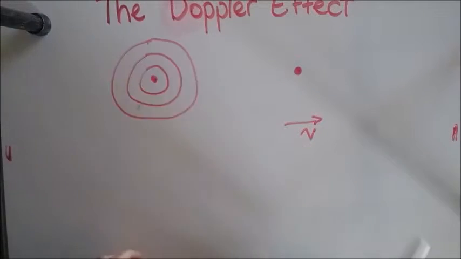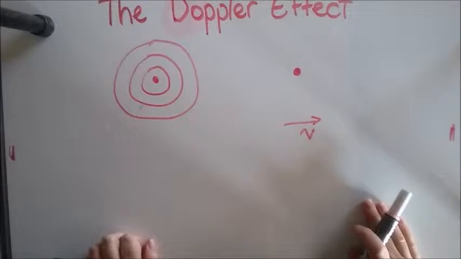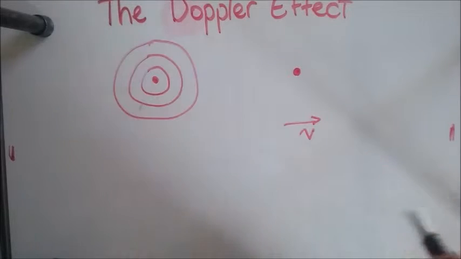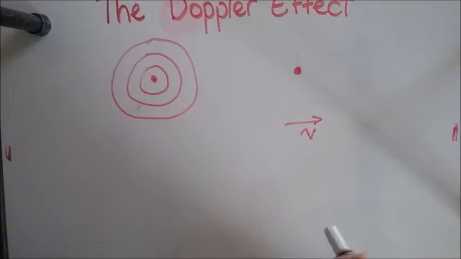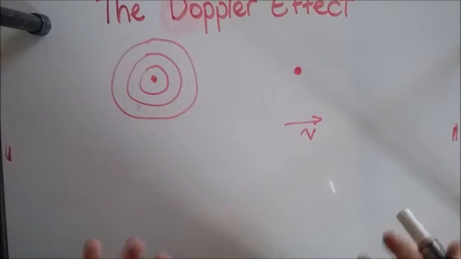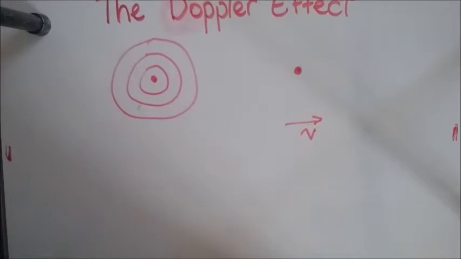So the Doppler effect is a phenomenon you can observe with both light and sound waves, and it relies on the fact that when there's movement between the source of a sound and the observer of a sound, when there's relative movement between them, the sound can appear very different depending on where you are and how you're moving.